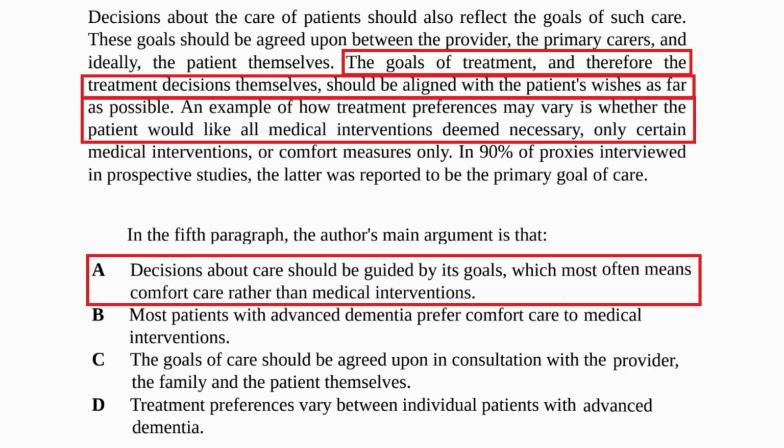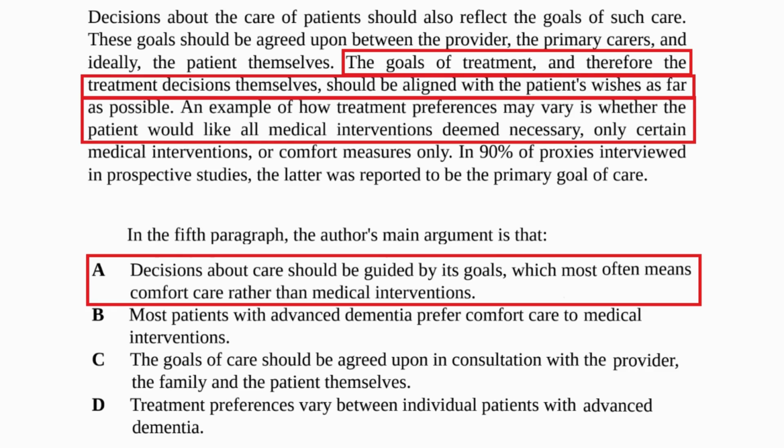C. The goals of care should be agreed upon in consultation with the provider, the family, and the patient themselves. This option is partially correct in that it reflects the importance of agreement on care goals, but it doesn't directly address the emphasis on comfort care in the paragraph.